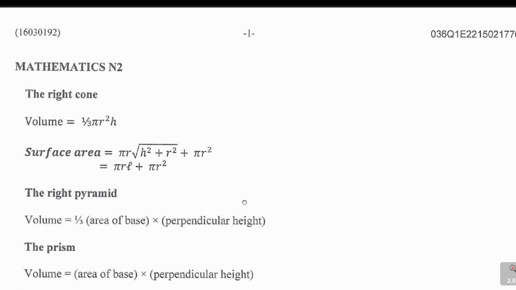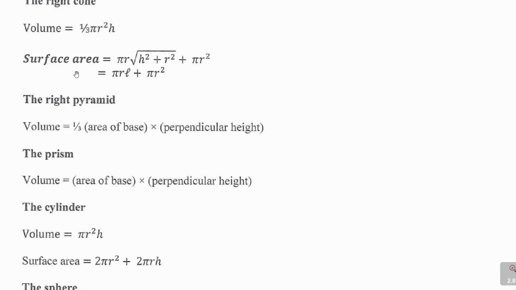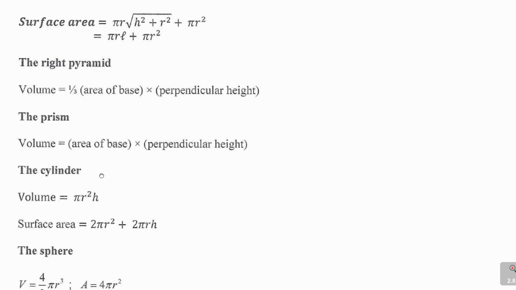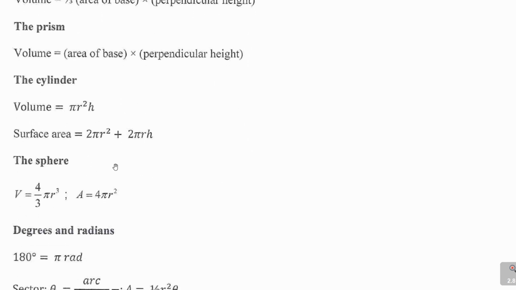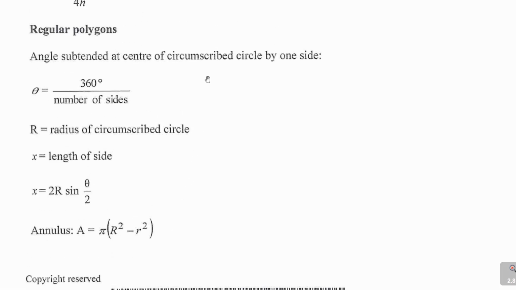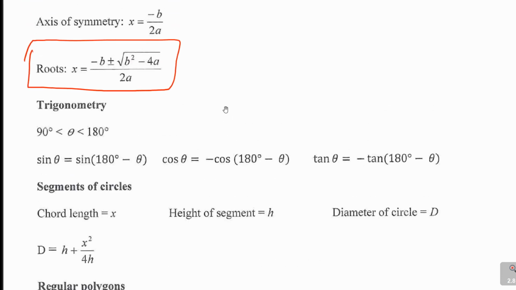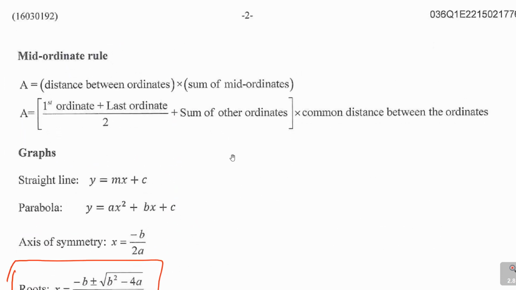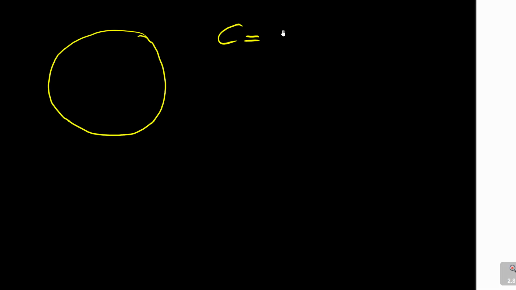Volume, surface area, volume of a prism. They are not giving us the circumference of a circle, which means unfortunately you need to know that. So you need to know what is the circumference of a circle. C is equal to 2 pi r. That's the formula for the circumference. That's the perimeter of a circle, the distance around the circle.